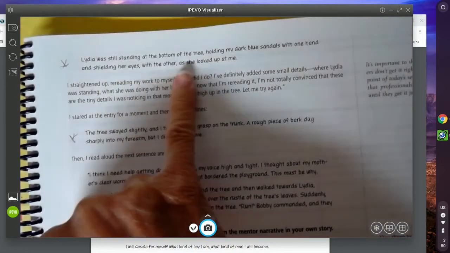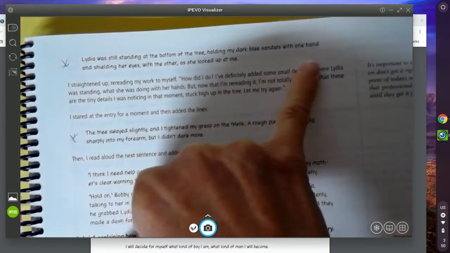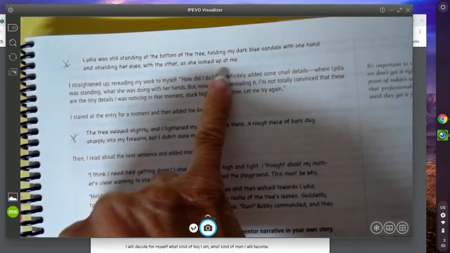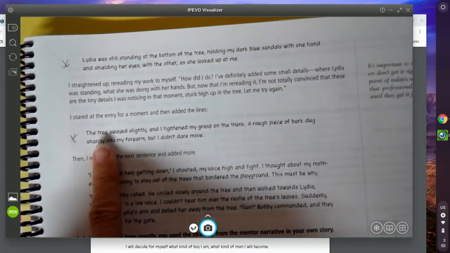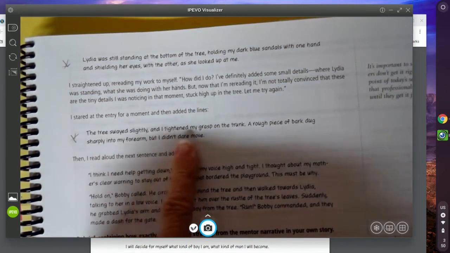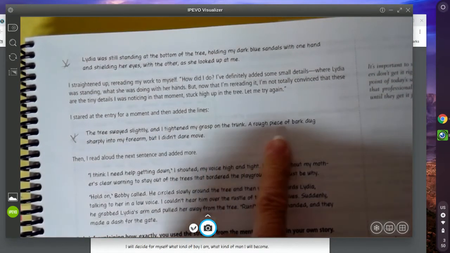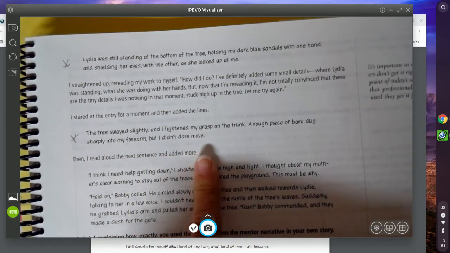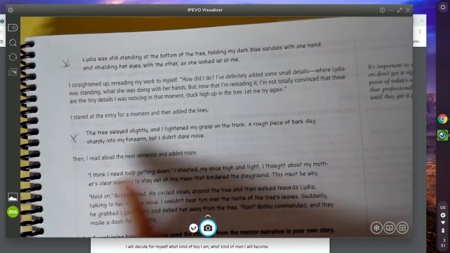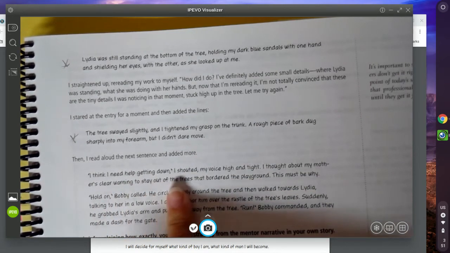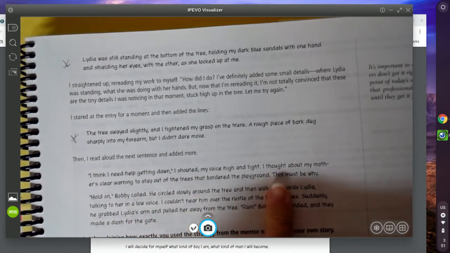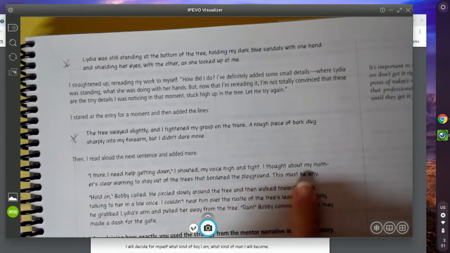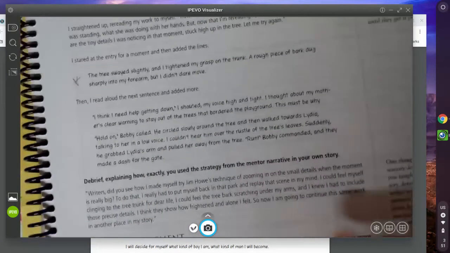Lydia was still standing at the bottom of the tree, holding my dark blue sandals with one hand and shielding her eyes with the other as she looked up at me. The tree swayed slightly, and I tightened my grasp on the trunk. A rough piece of bark dug sharply into my forearm, but I didn't dare move. "I think I need help getting down," I shouted, my voice high and tight. I thought about my mother's clear warning to stay out of the trees that bordered the playground. This must be why. "Hold on," Bobby called.